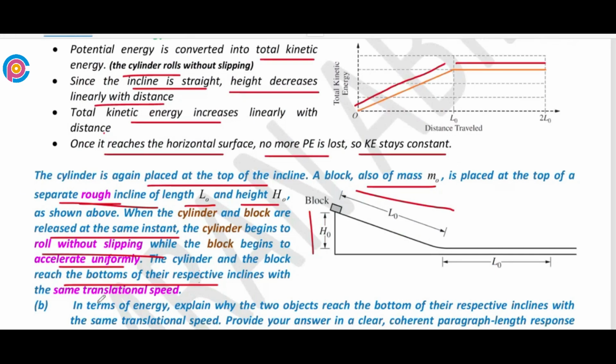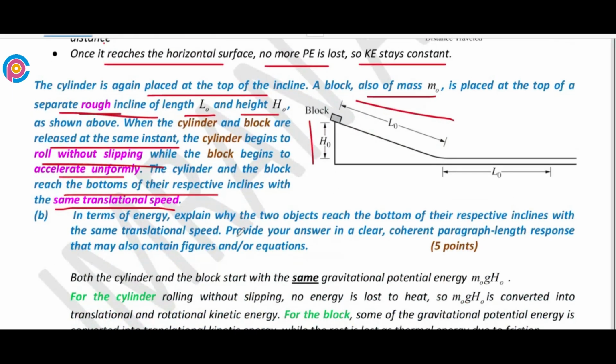This is the key point. This is the question: both reach the bottom at the same translational speed. Now, in terms of energy, explain why the two objects reach the bottom of their respective inclines with the same translational speed. Provide your answer in a clear, coherent paragraph. The response may contain figures or equations.